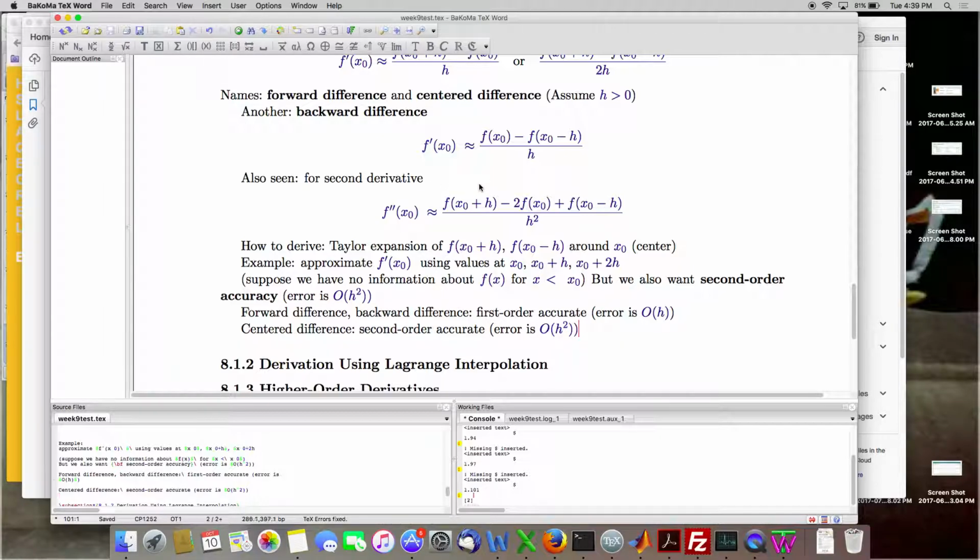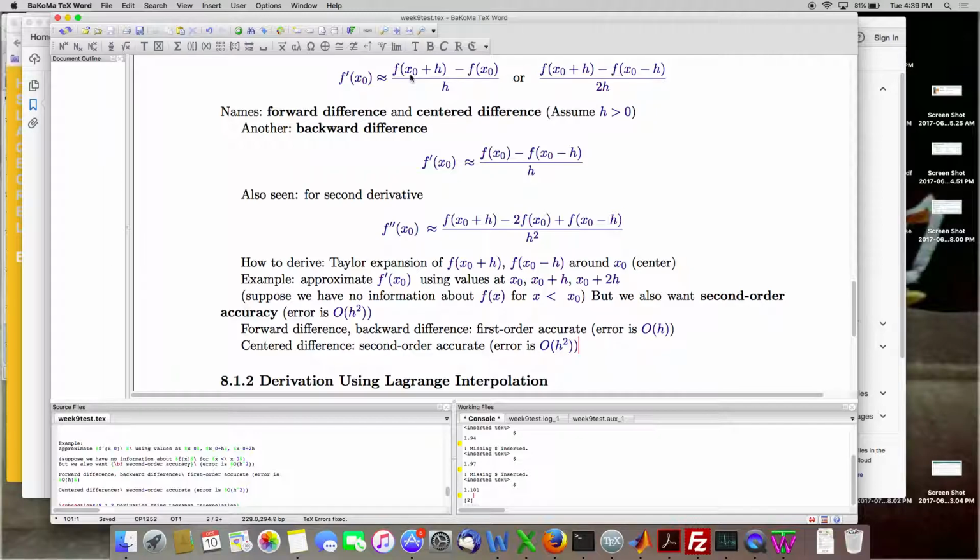So if I only have information about f at x naught and also to the right of x naught, I can use this and get first order accuracy, but I want second order. So that means I need another point. I need these 3 points to get that job done. So here's what I'll do. I need to Taylor expand f evaluating at these 2 points centered at x naught.